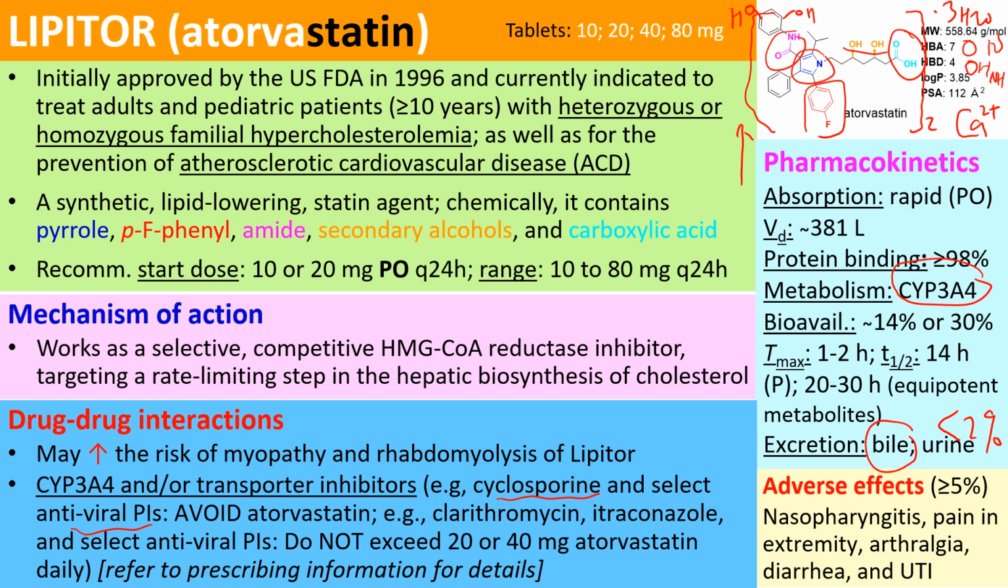For patients who take some other drugs, for example, macrolide antibiotics like clarithromycin, azole antifungals like itraconazole, and select antiviral protease inhibitors, do not exceed 20 or 40 milligrams of atorvastatin daily. So you have to lower the dose accordingly, to try to mitigate the risk for myopathy and rhabdomyolysis. For detailed drug-drug interactions, please refer to the prescribing information.